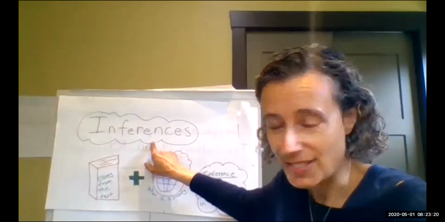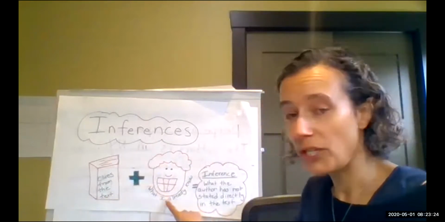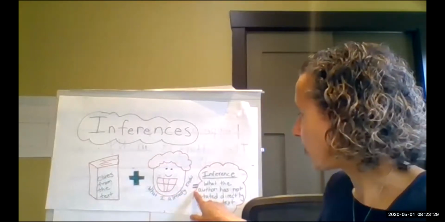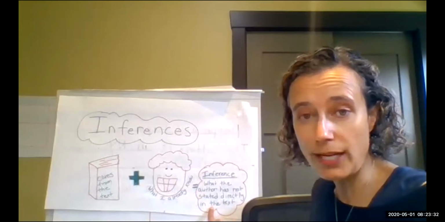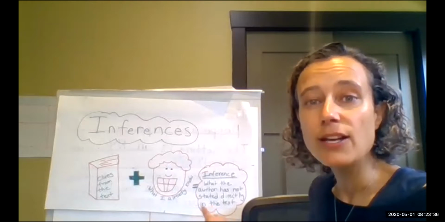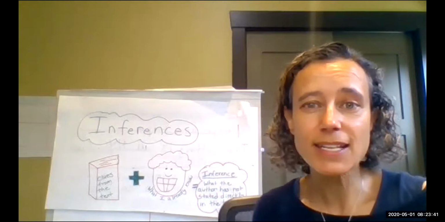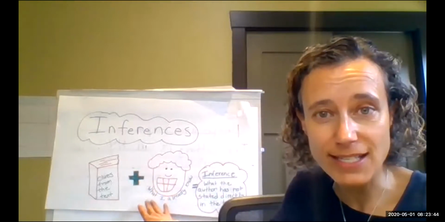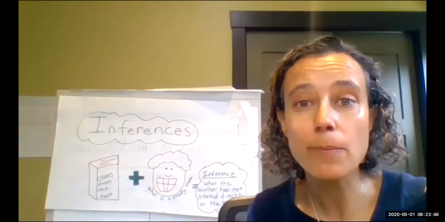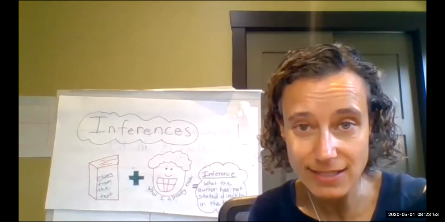We know that inferences are clues from the text plus what you already know, your own experiences, equal an inference, what an author has not stated directly in the text. So, readers, this week our goal is to continue making inferences. We are going to make inferences about Peppe's personality. Those are called personality traits.